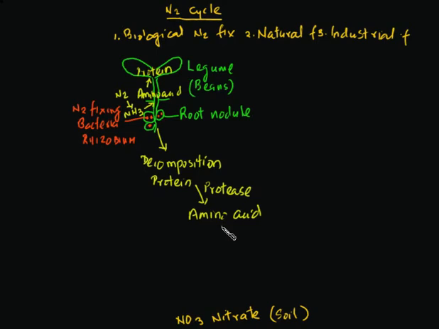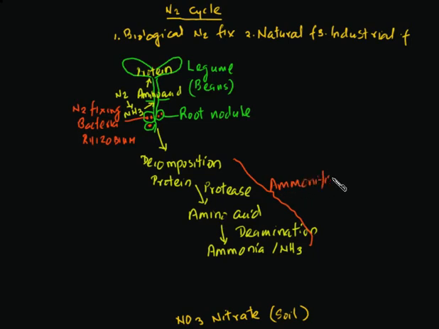Amino acids are deaminated into ammonia. It's turned into ammonia, or NH3. This step is called deamination. Here the digestion is happening, then the deamination happens, and it turns into ammonia. And this whole process of changing proteins into ammonia is called ammonification. It's performed by a bacteria. The name of the bacteria is ammonifying bacteria.